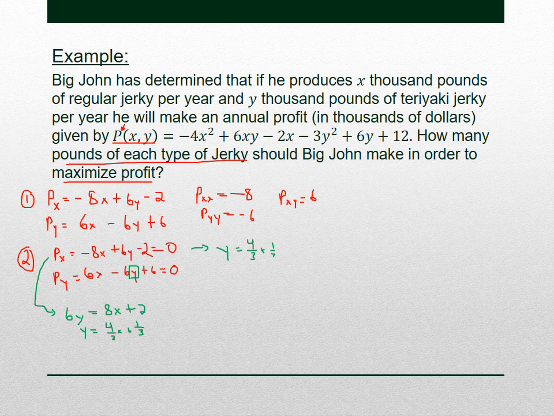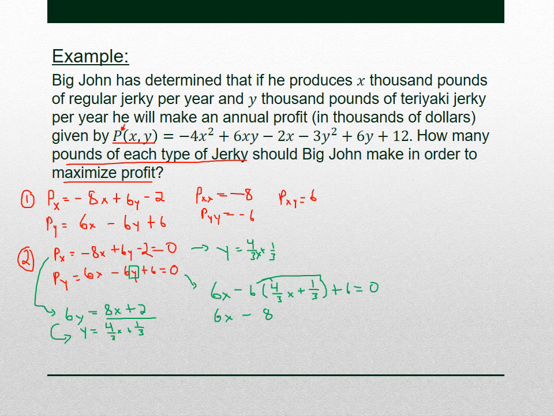Okay, so if that's y, our goal would be to go back and plug that in for the y in the equation we didn't use. So we got 4/3 x, sorry, plus 1/3. That was y. So then in this equation, we would get 6x minus 6 times 4/3 x plus 1/3, plus 6 equals 0.